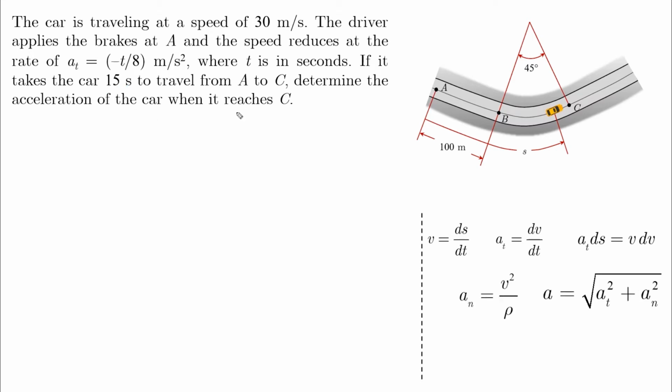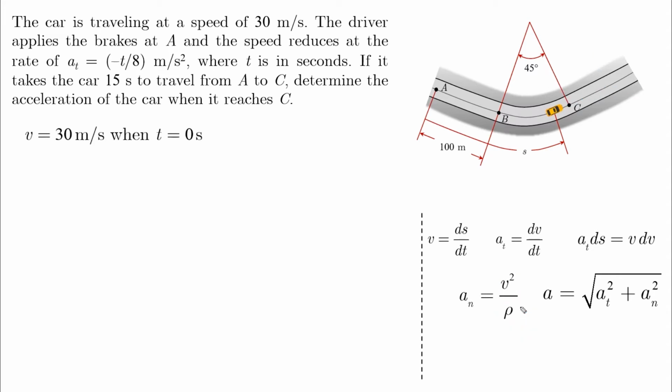So we need to find the acceleration at point C, which consists of two components because it is inside the curve, a_t and a_n. Now a_t is given in the problem. It is minus t over 8, and the time is given so we can find a_t directly. However, we need to find a_n, which consists of v squared over rho. So we need to find v, and rho also is not given in the problem, so we need to find rho also.